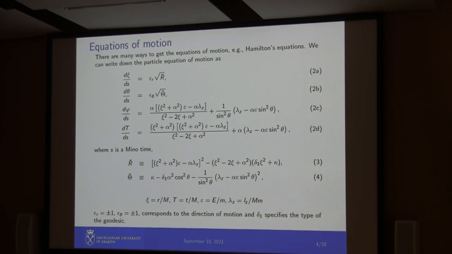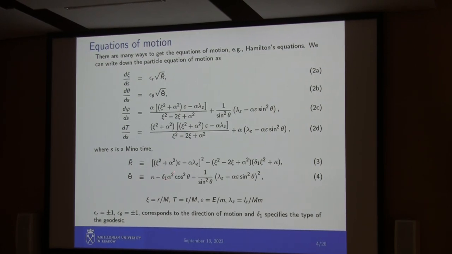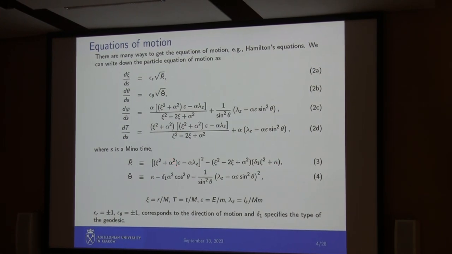These are two polynomial functions, and function r is only a function of psi, function theta is only a function of theta. They also depend on the quantities which are conserved: conserved energy, angular momentum, the Carter constant, which is denoted by kappa, and the spin of the black hole.